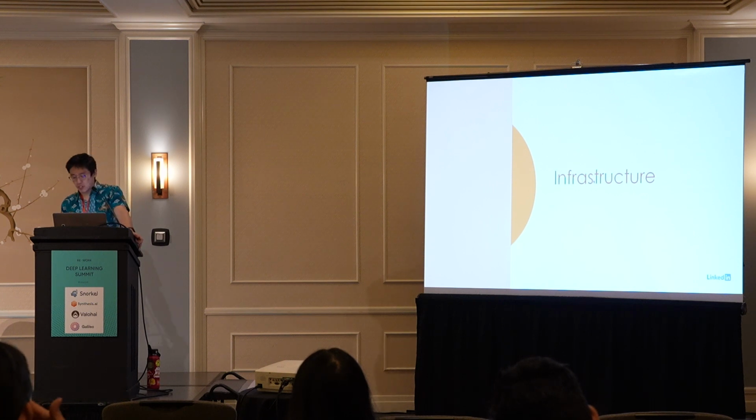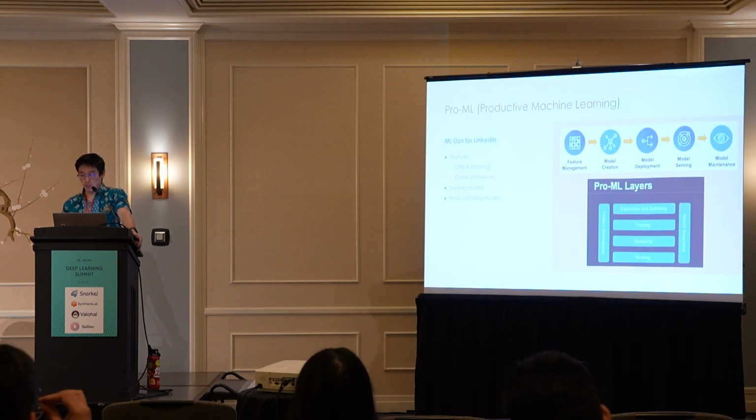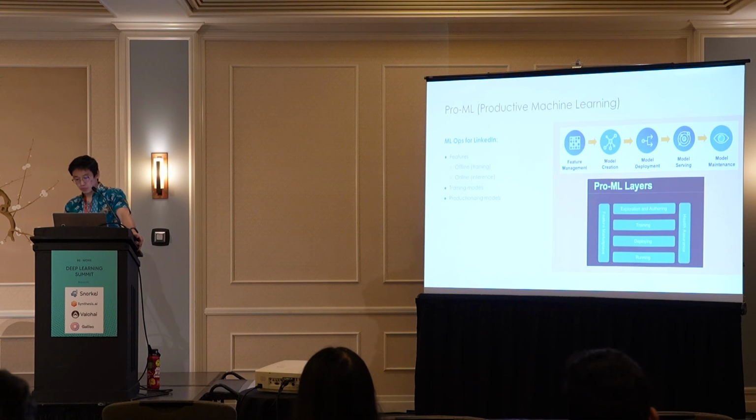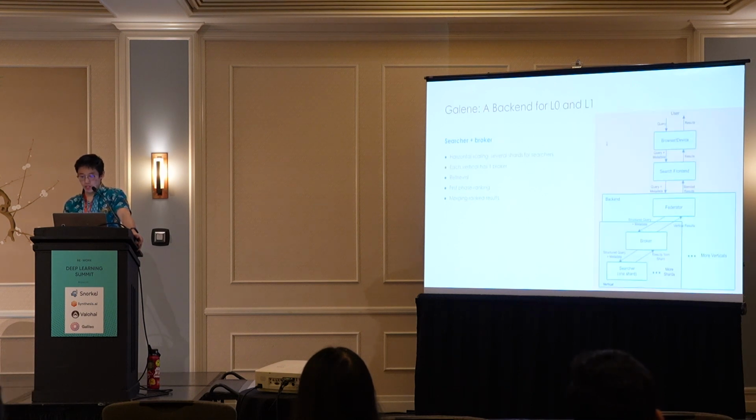So with the remaining time that I have, let's talk a little bit about the infrastructure that supports our deep learning models. Starting from the MLOps side, we have an internal MLOps stack called ProML, which stands for Productive Machine Learning. This manages things such as online and offline features, training models, versioning models, getting these deployed and published, as well as being able to monitor them as they do their thing in production. On the actual search infrastructure side, we have something called Galene, which you can think of as a descendant of the open source Apache Lucene.